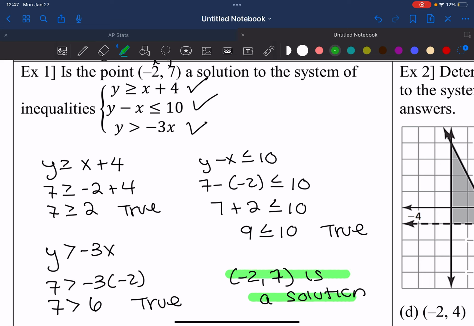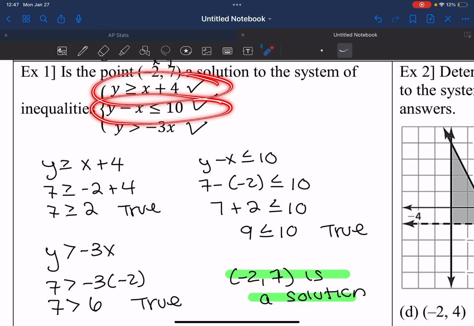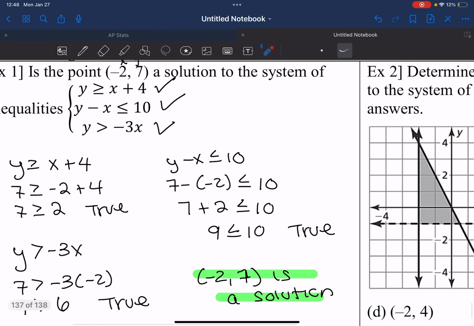Okay. Which means if any of these are false, then it's not a solution. So this one could be true, this one could be true, but let's say this one was false. Then that means this point is no longer a solution. They all have to be true in order to be a solution. Okay, let's look at number 2.